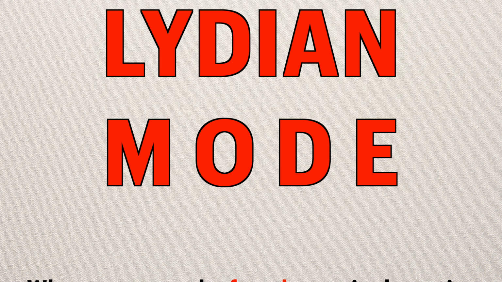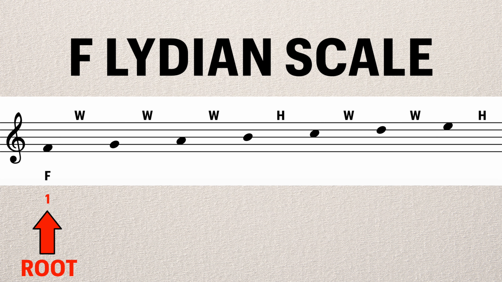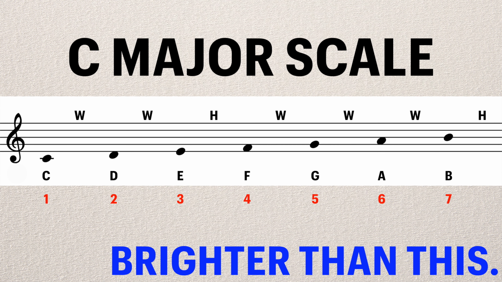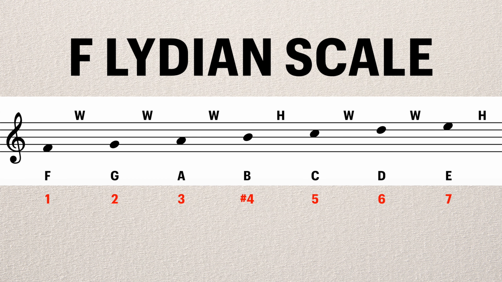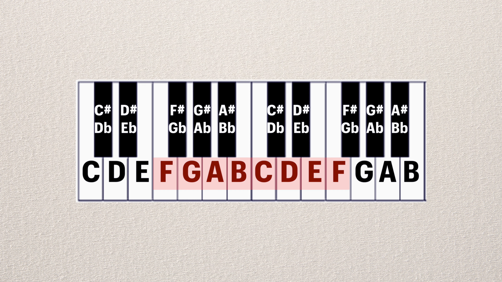Lydian mode stems from the 4th note in the major scale. F would become our new home base, and the sequence of notes would be F, G, A, B, C, D, E. The Lydian mode has a brighter sound. It's actually brighter than the typical major scale, and that's largely because its 4th degree is sharped. Here's what it sounds like altogether.